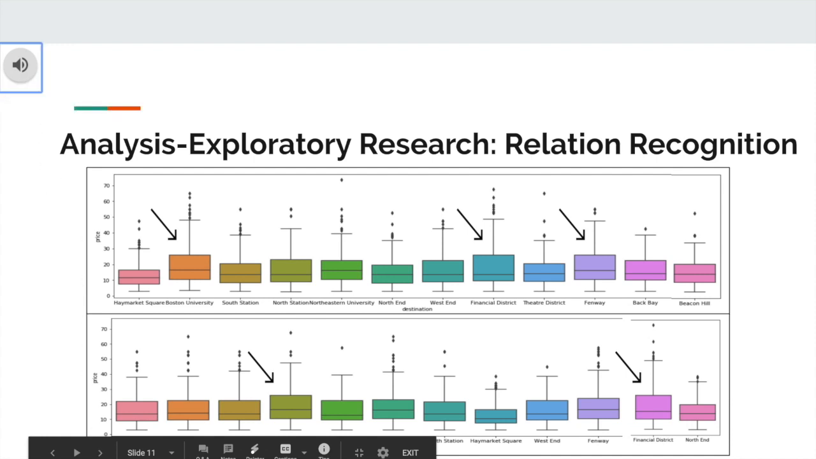Next, we looked at the relationships between our variables in regard to price. First, we looked at location, both destination and source of trip. What you'll notice is that the price is pretty equally ranged regardless of location, but we did notice that as destinations, Boston University, Financial District, and Fenway had higher ends in terms of their interquartile ranges with regard to price. As sources, Boston University and Financial District had the same instance. Now, this made us think that there was some type of relationship between location and price, but nothing conclusive.